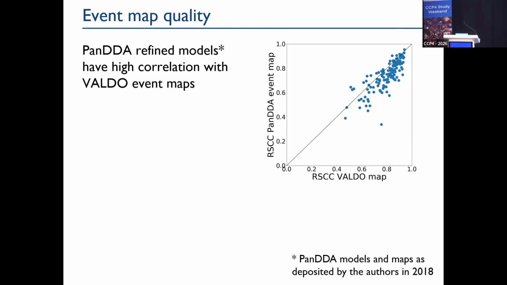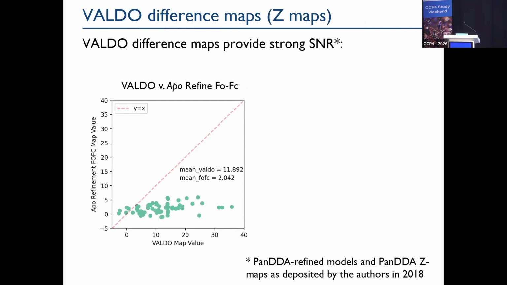All right, so the first thing I'll talk about is we took the Panda refined models as deposited by the authors, and we just calculated the RCC with our event maps. And we see that our event maps very well capture the density coming from the models refined against Panda maps. And then we look at the difference maps. If you just look at FO minus FC maps, we do way better than FO minus FC maps, but nobody should be using FO minus FC maps to find fragments.